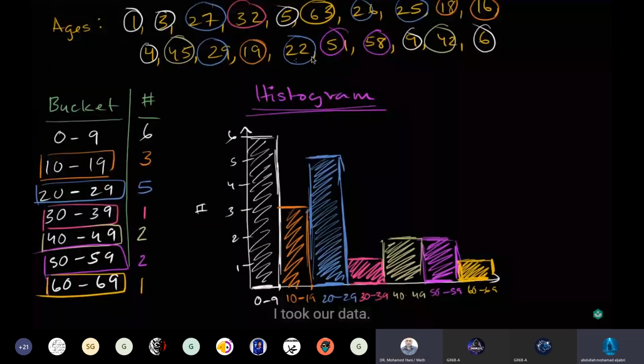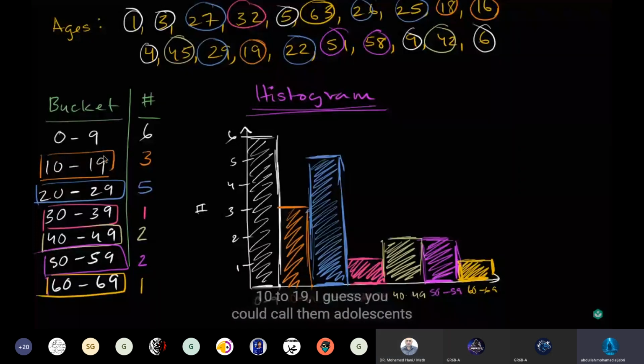put it into buckets that are representative of the categories: 0 to 9, kind of young kids, 10 to 19, you could call them adolescents or roughly teenagers, and you're not quite a teenager yet. And then all the different age groups. When I counted the number in each bucket, I visually get a sense of how the ages are distributed in this restaurant. It's supposed to be some type of a restaurant.